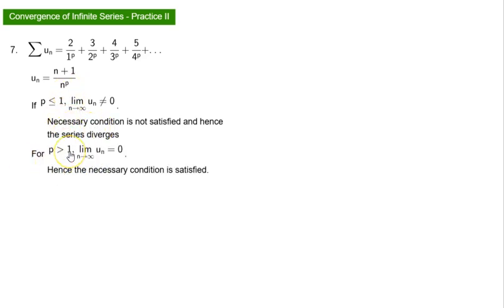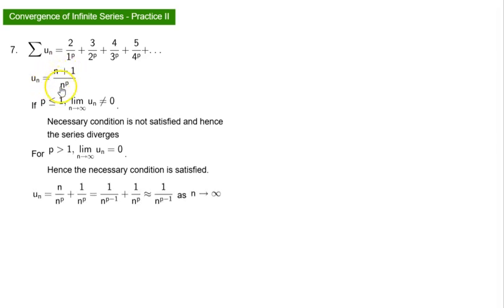Now for p greater than 1, what happens? The limit as n goes to infinity of u sub n is equal to 0. Because in that case, what happens? When p is greater than 1, the denominator keeps increasing much faster than the numerator. Okay. Hence, the necessary condition is satisfied.